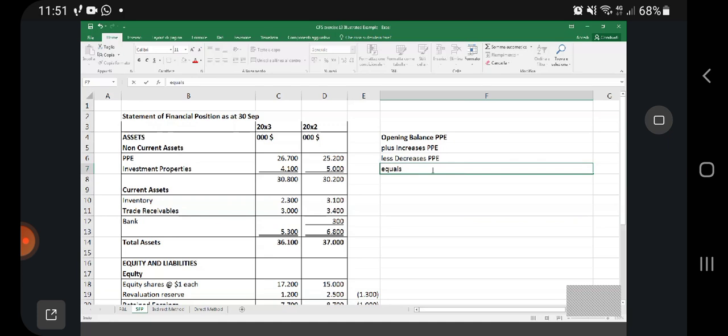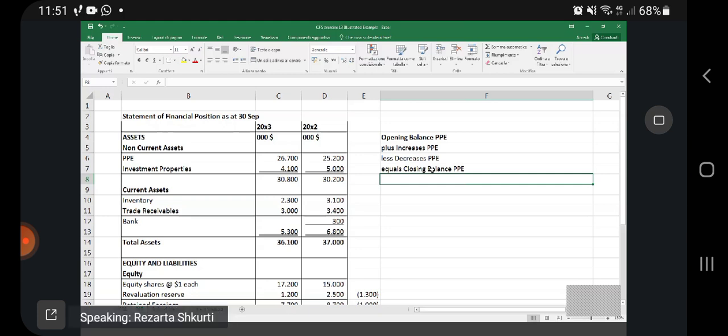Do you agree with what I wrote there? It's pretty logical. I'm trying to represent things very simply to you. Property, plant and equipment, or investments that you have: the opening balance, if you add the increases and you subtract the decreases, will be equal to the closing balance. Is that okay for everybody? Does that work logically? Okay.